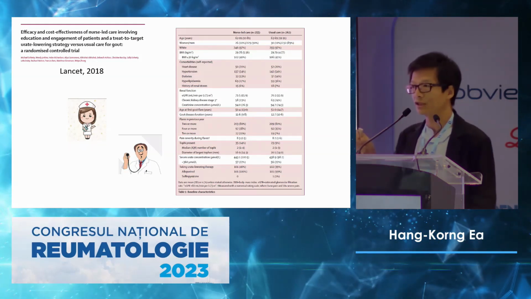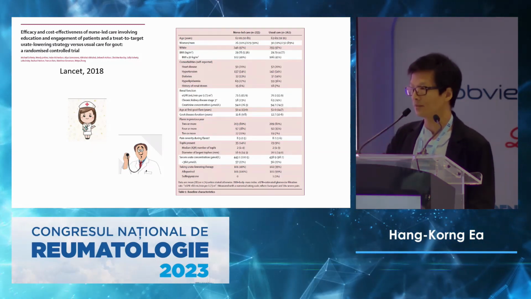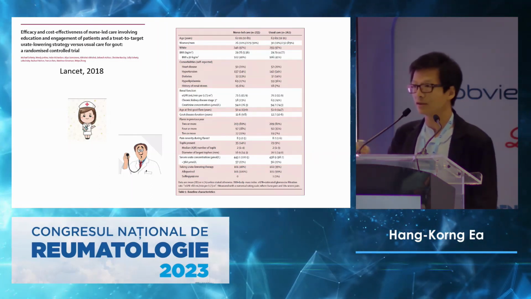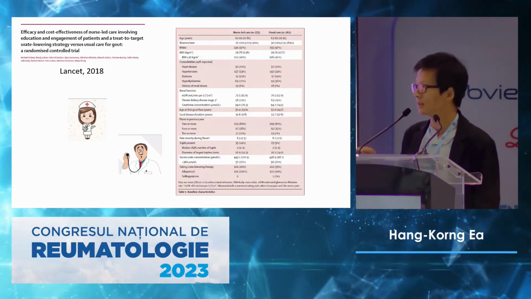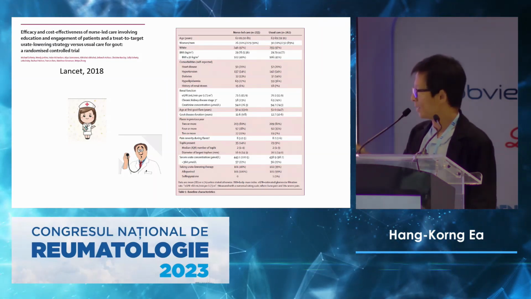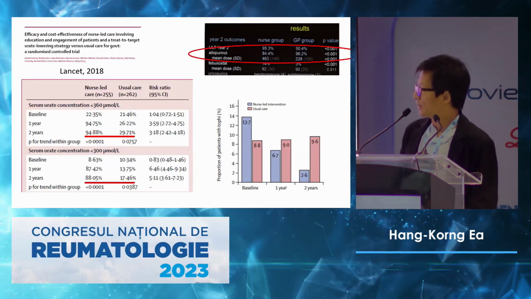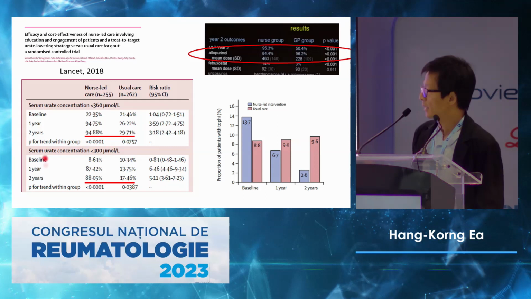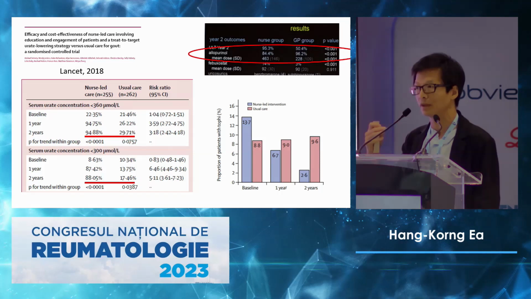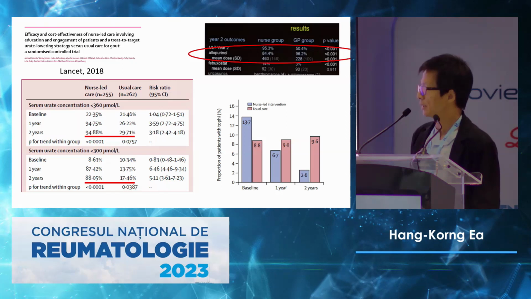The treat-to-target strategy is to adapt the ULT treatment until reaching the target. The adaptation is monthly done. In the usual care, the patients see the doctors, and we see them again 6 months later, and what the patients do with the drug, we don't know. So with this strategy, we observed that after 2 years, 88% of patients had a serum urate level under 300 micromolars, compared to only 70% in the usual care.